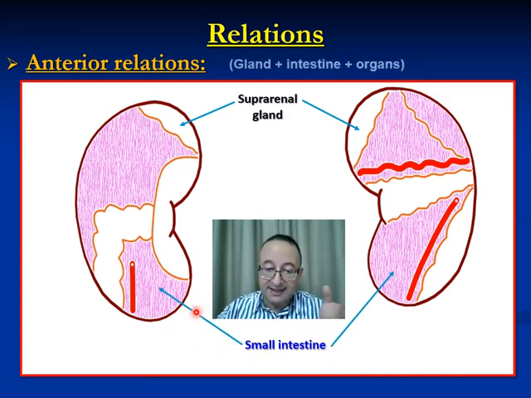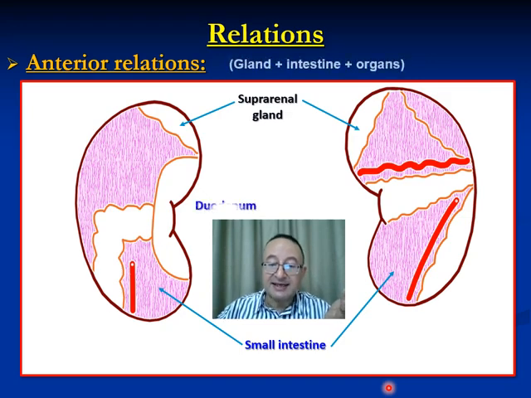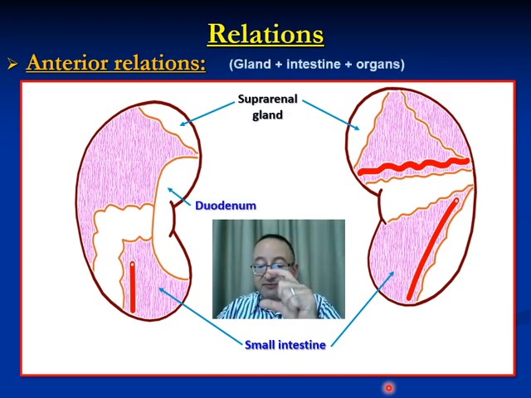But on the right side, in addition, it has the ascending branch of the right colic artery. And on the left side, there is also the ascending branch of the left colic artery. Is there any remaining intestine on the right side? Yes, I have. The second part of the duodenum. You know, the duodenum is a C-shaped curvature.